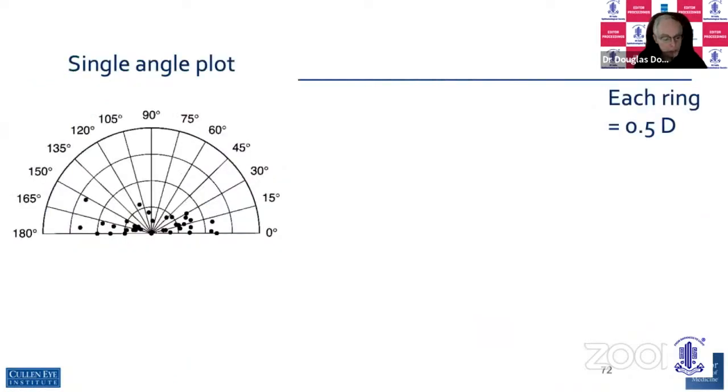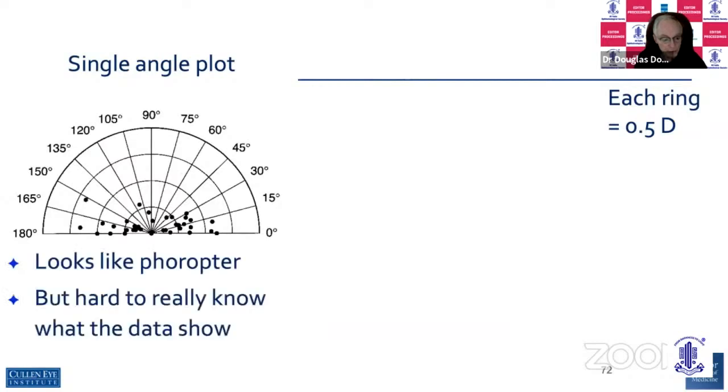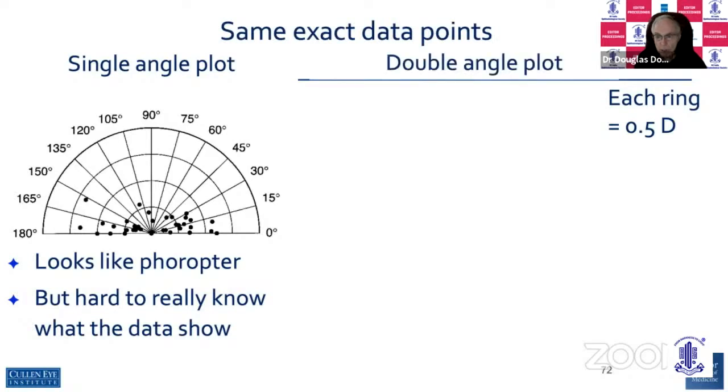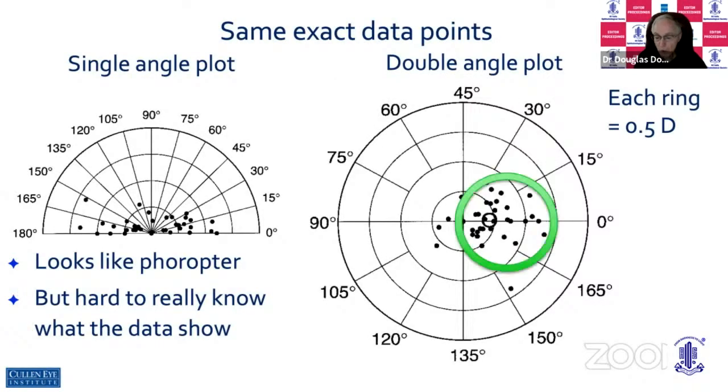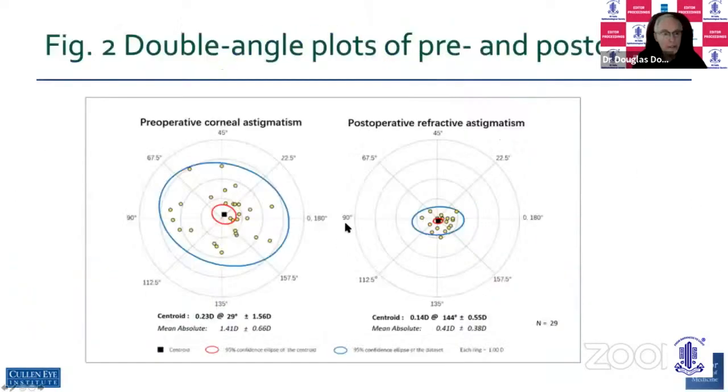So here's a single angle plot of some data. Looks like a 4-opter, but you don't really know what the data show. With the same exact data points, in a double angle plot, you can really see that they're grouped on the against the rule side. Remembering this is the 0 side, the against the rule side, this is the with the rule side. And here, for example, is a data set of pre-op corneal astigmatism and post-op refractive astigmatism. You can see how elegantly it shows the 95% confidence ellipse for the pre and post-op data and the centroids of the data in that data set.